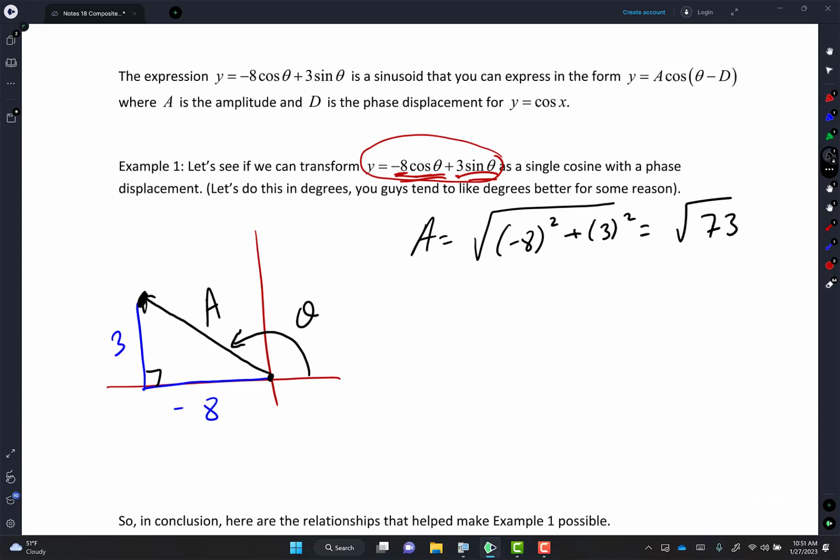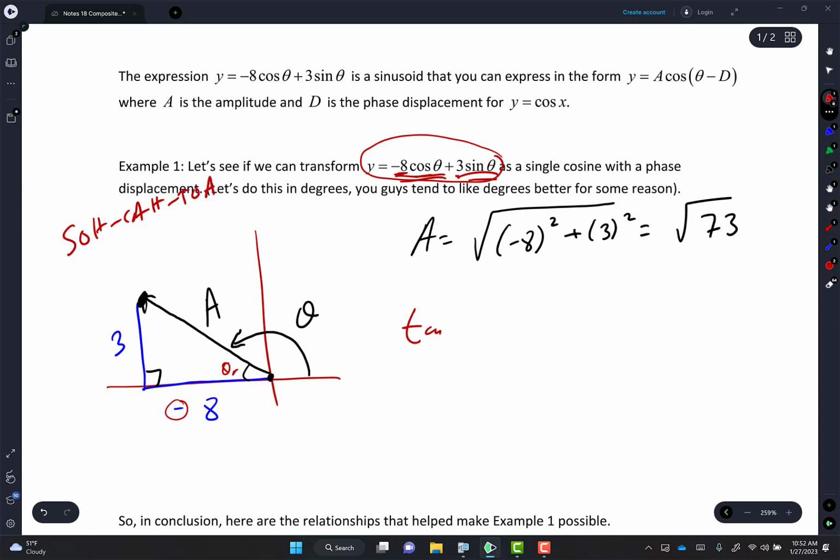Okay, now check it out. I want this angle. So I'm going to find the reference angle, theta r. You can always find the reference angle by just dropping the negatives. So I'm going to go arctan. I'm just doing SOHCAHTOA. Can you use arc sine or arc cosine? You can, but I don't want to mess with the square root of 73. I just want to mess with the numbers they give me. Arctan of opposite over adjacent. That's going to be my reference angle.